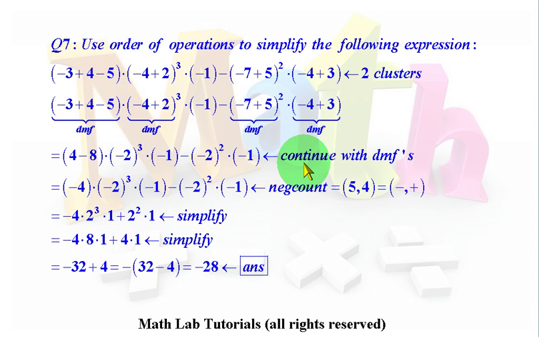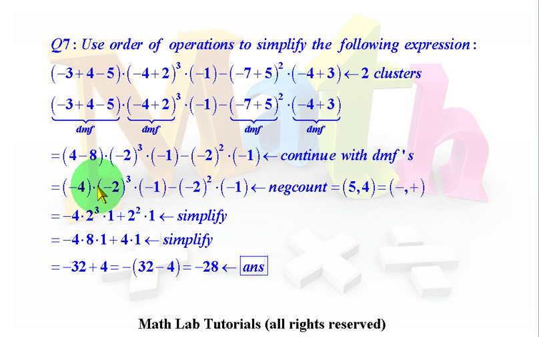Okay, and then we have to continue to simplify the DMFs. Over here, we only have one DMF. It's the 4 minus 8. So 4 minus 8, you have 4 good guys, 8 bad guys. The result is -4. -2 to the power 3 is just a drop down. -1 is a drop down. Negative 2 squared is a drop down. -1 is a drop down. There's nothing to do.